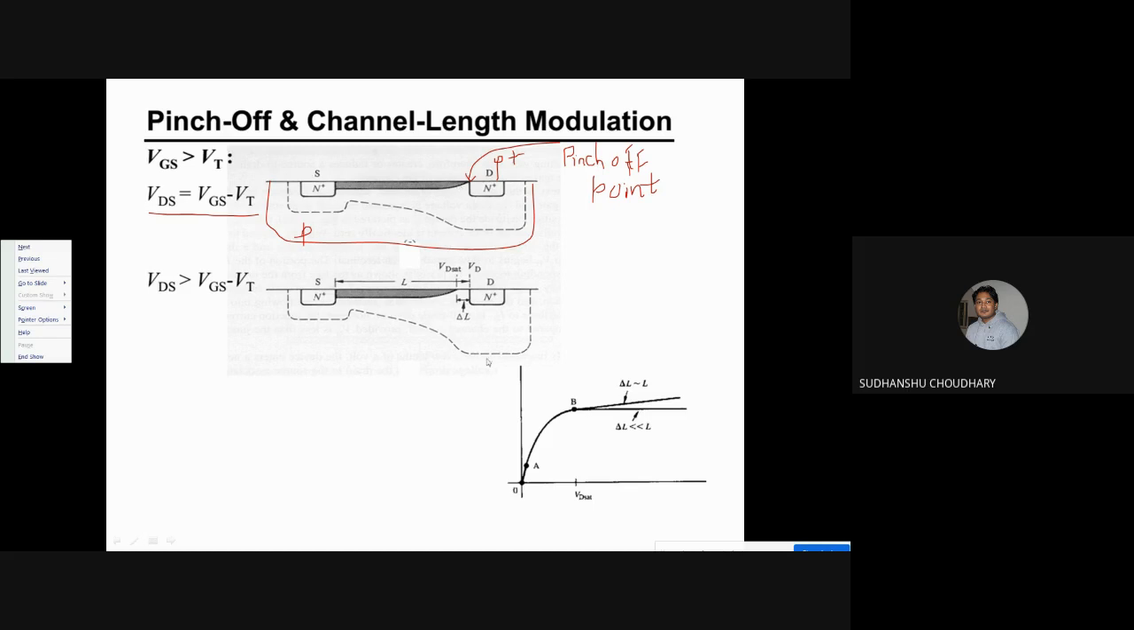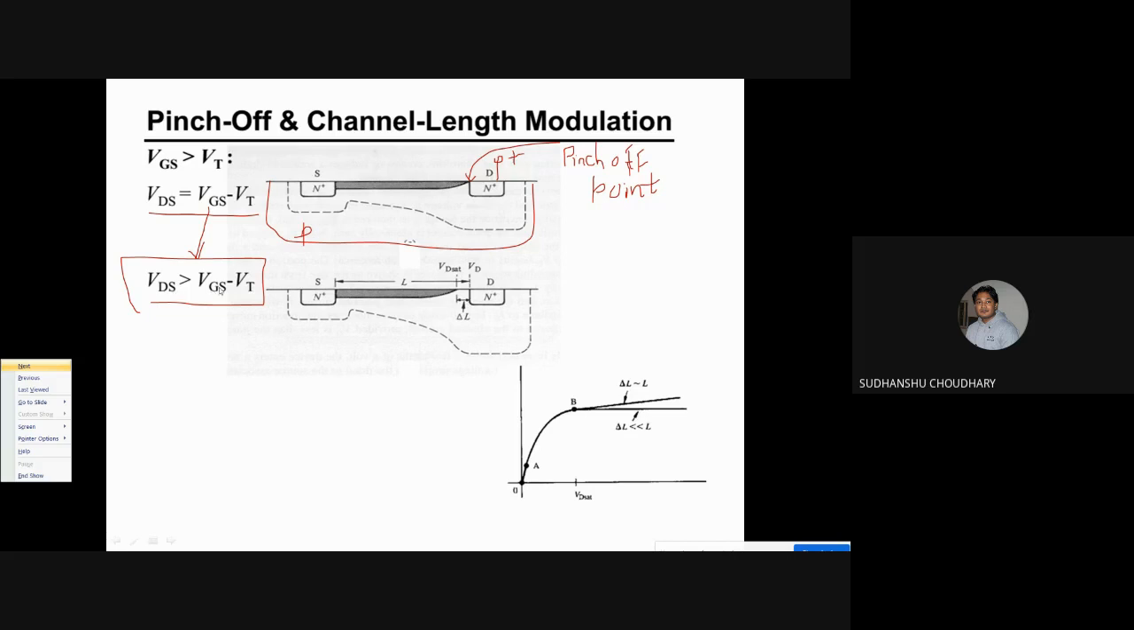Now when you further increase VDS beyond VGS minus VT, that is, if VDS is greater than VGS minus VT, this depletion region further widens under the drain side. Now the charges have to be removed from the channel towards the drain side. So when the charges are removed, you have now this pinch off region.